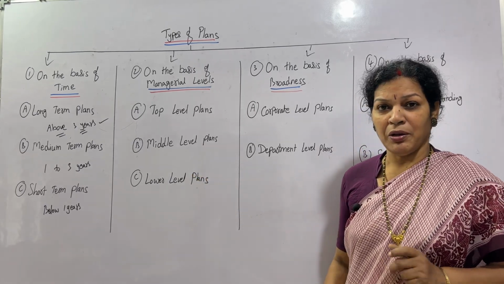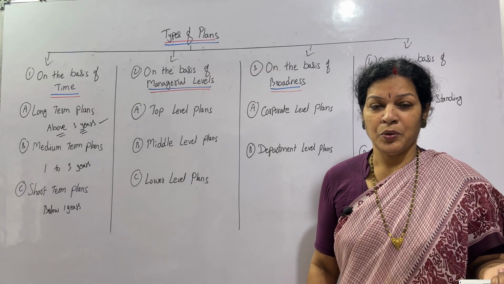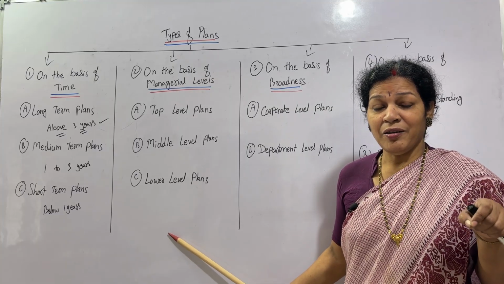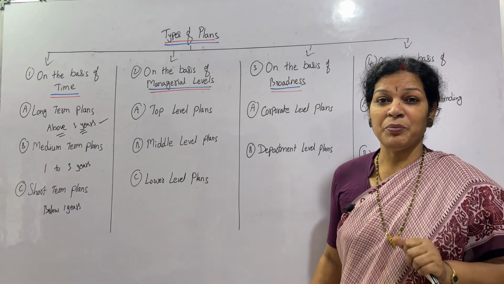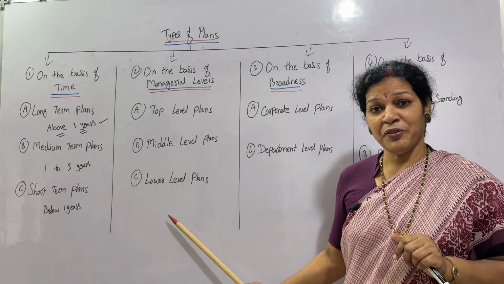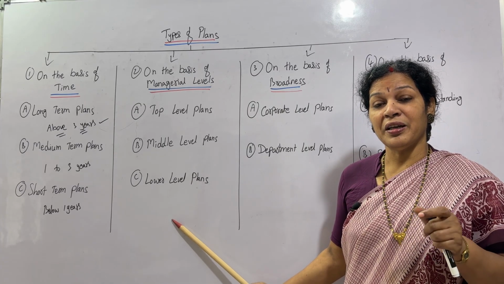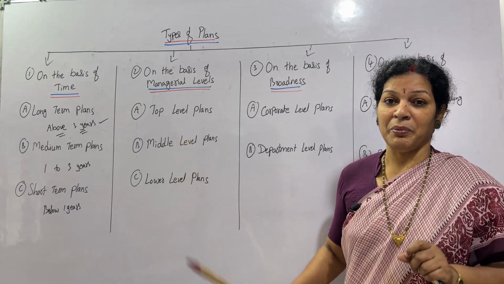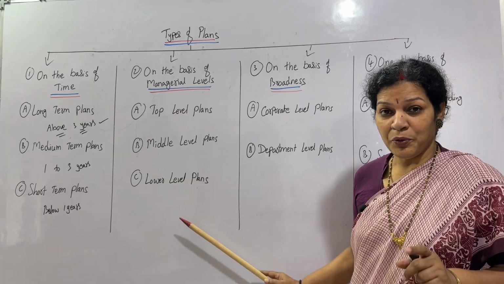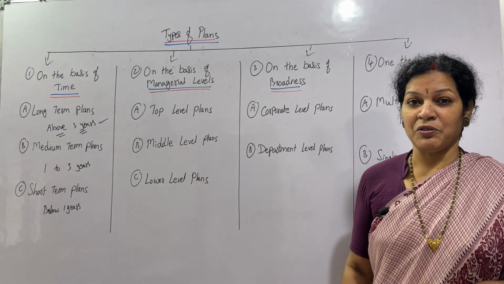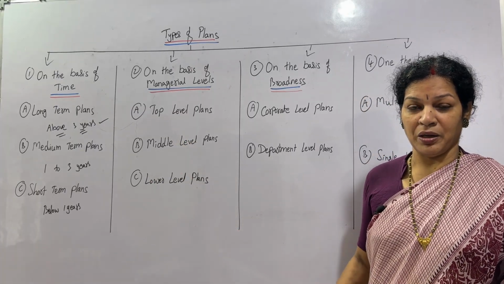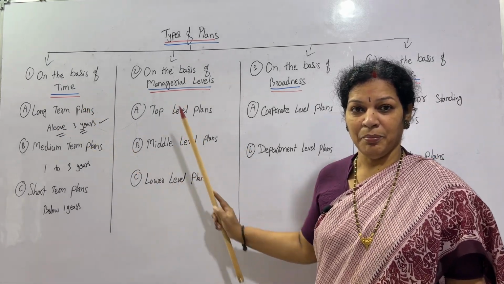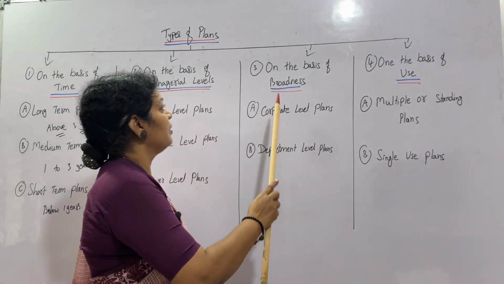And also lower level means supervisors, who are handling the foreman and labor. These people have keen and in-depth knowledge about minor problems of the organization. Identifying these minor things may not be within the knowledge of middle level or top level management. That is the reason we have to focus even on the lower level plans also: top level, medium level, and lower level, according to the managerial levels. Clear? Time, managerial level.